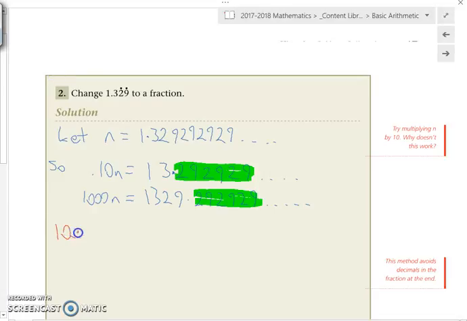So now we're going to do 1,000n minus 10n. We calculated those multipliers, but you could have done 1,000,000 and 10,000 if that's what you needed to do. We're just going to subtract those. So what we've got is 1329.29 repeater minus 13.29 repeater. Does that make sense? Everything on the right-hand side of both of those terms is 29 repeater.